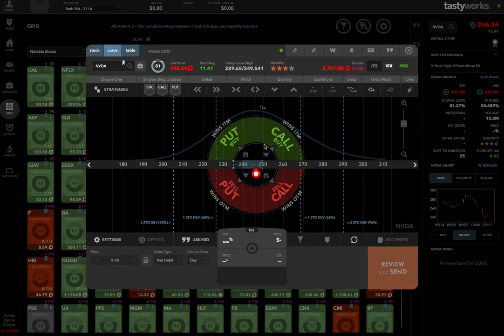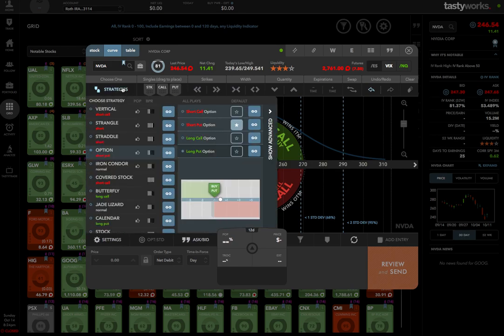Now, if you wanted to do, say, a strategy, like a vertical call or a vertical put.